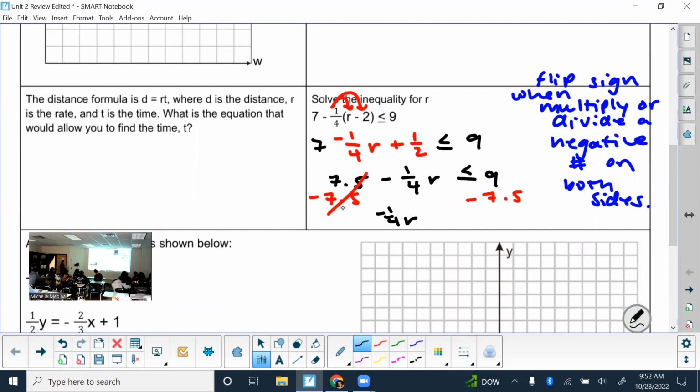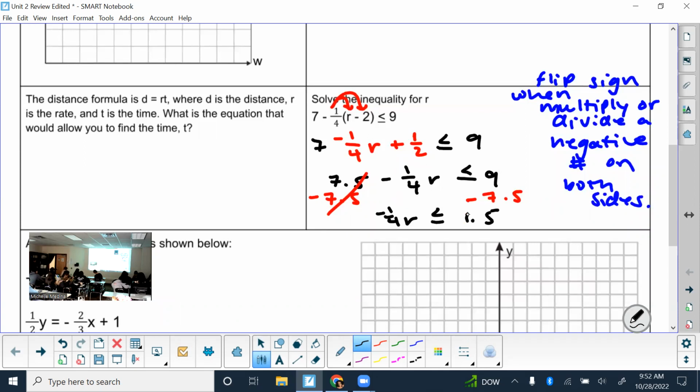No. Did I multiply or divide a negative on both sides? So then leave the sign alone. What's 9 minus 7.5? 1.5. Almost done. I need to cancel out that fraction that is being multiplied by the variable.